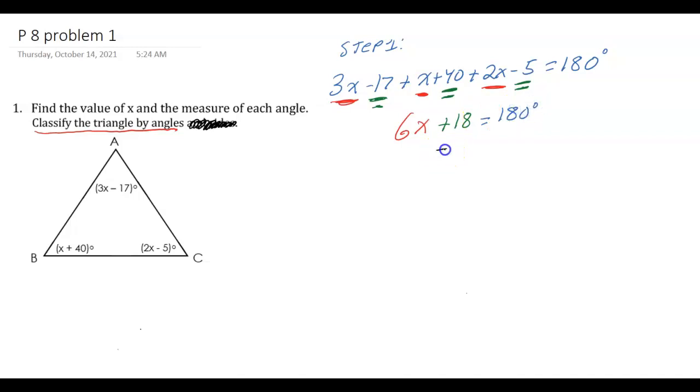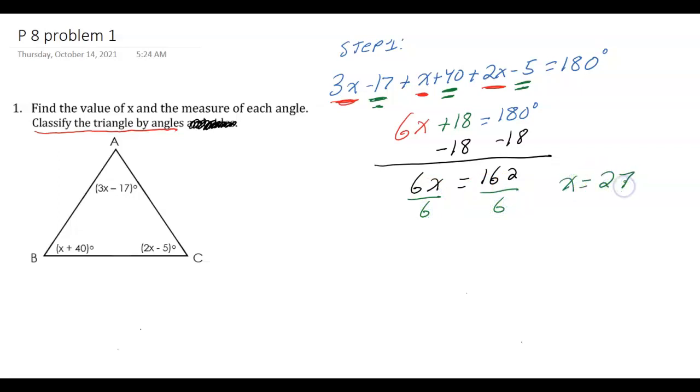At this point I'm going to subtract 18 from both sides, and when we do that we'll get 6x is equal to 162, and then I'm going to divide by 6, and I will get x equals 27. So that's the first part of the problem. The next step, or step 2, is we need to find the angles.